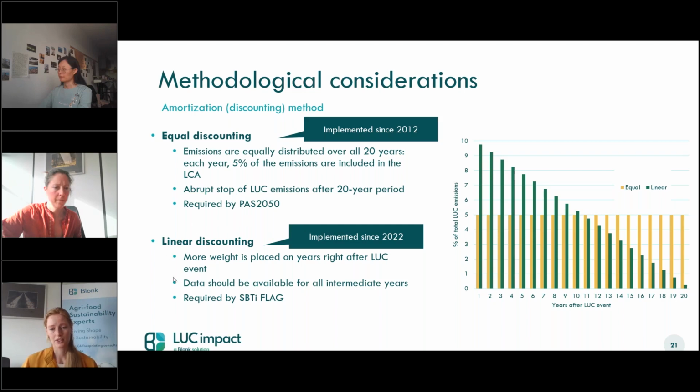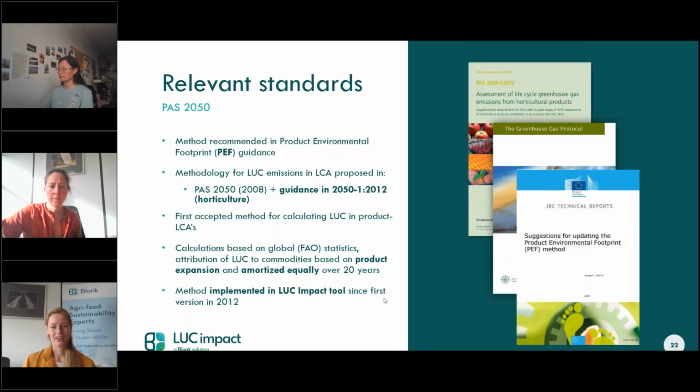And this linear discounting methodology has been implemented last year, as it has always also been required by the Science Based Targets Initiative, Forest Land Use and Agriculture guidance. We'll also note those later, so if you're confused about these different standards, don't worry for now. So talking about these standards, the POS 2050 is one of the first methods, at least that I know of, that was quite widely accepted within the life cycle assessment community regarding how to account for land use change emissions. So it is, for example, still the recommended method to use within the product environmental footprint guidance.